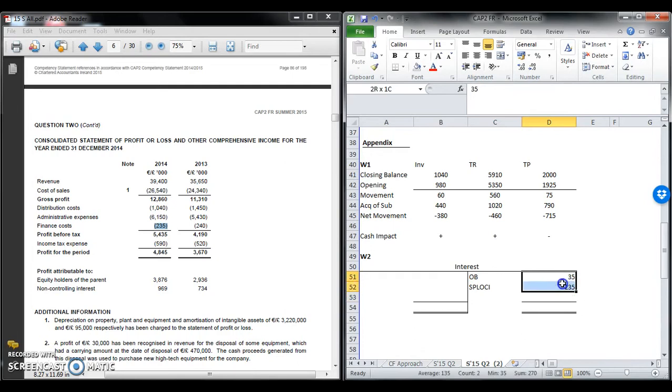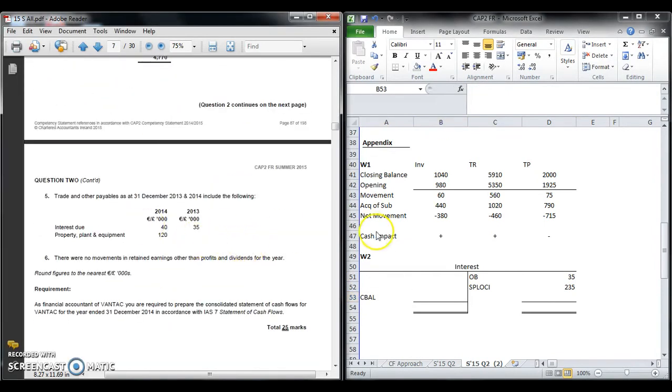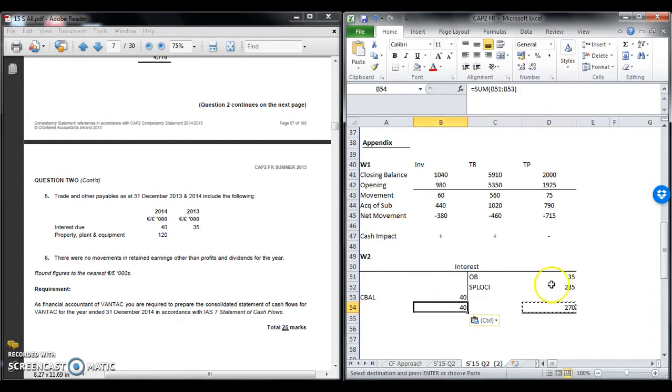We owed an extra 235 during the year. That's 270. However, the closing balance, which again is balance carried down, we're told also in the question is 40. So if we add them together, we owe 270 and we only owe 40 at the end. The balancing figure here must be banked, and that's where the T account is useful. The balancing figure must be your 230.